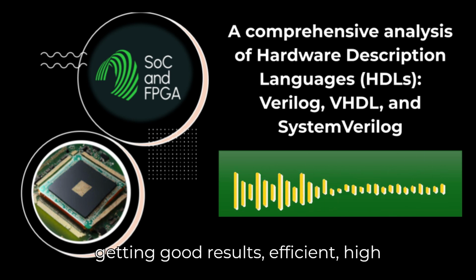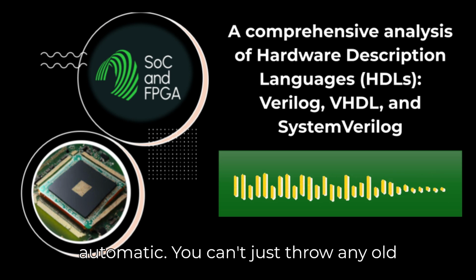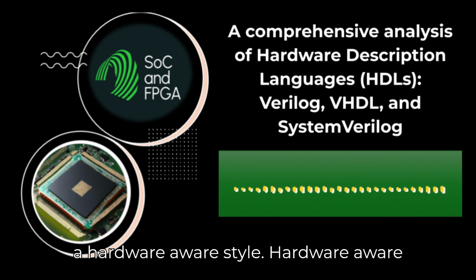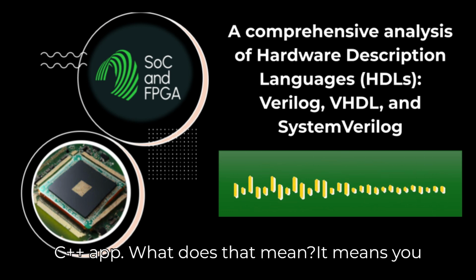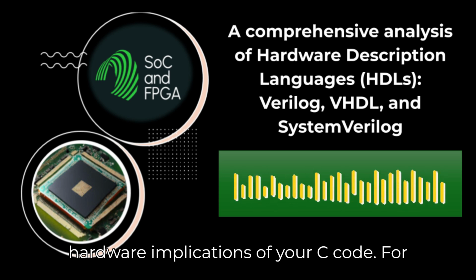And importantly, getting good, efficient, high-performance hardware from HLS isn't automatic. You can't just throw any old C++ code at it. You need to write code in a hardware-aware style. Hardware-aware C++. What does that mean? It means you have to think about the underlying hardware implications of your C code.